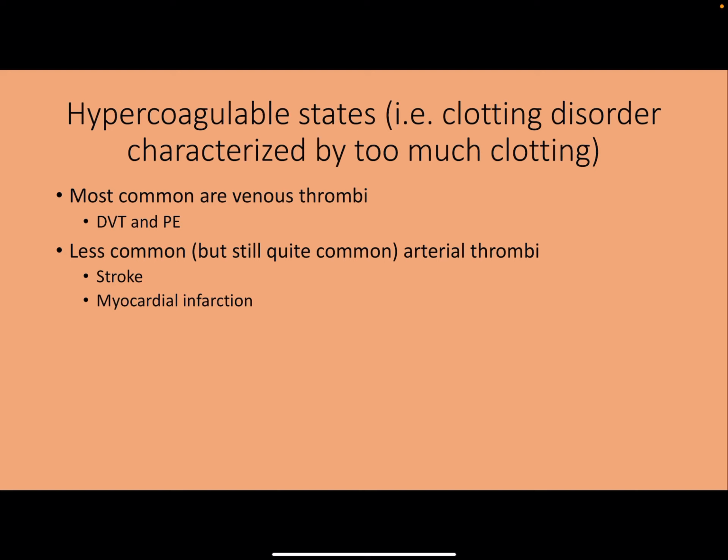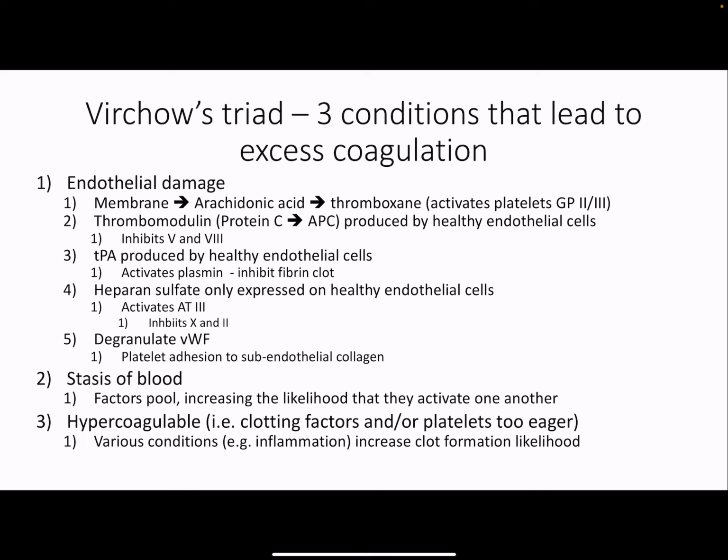Hypercoagulable states: clotting disorders characterized by too much clotting. Typically there's going to be venous thrombi, deep vein thrombosis, and pulmonary embolism. Less common, but still very common, are arterial thrombi, which will be something like a stroke or a heart attack, where an embolus is going to clog up a coronary artery. Virchow's triad is talking about 3 conditions which can all work together to cause excess coagulation. Number 1 would be endothelial damage. Number 2 would be stasis of blood. And 3 would be hypercoagulable states where the clotting factors and the platelets are basically overeager.